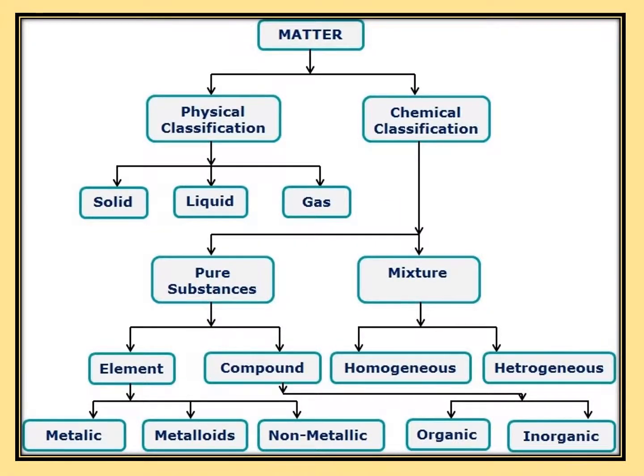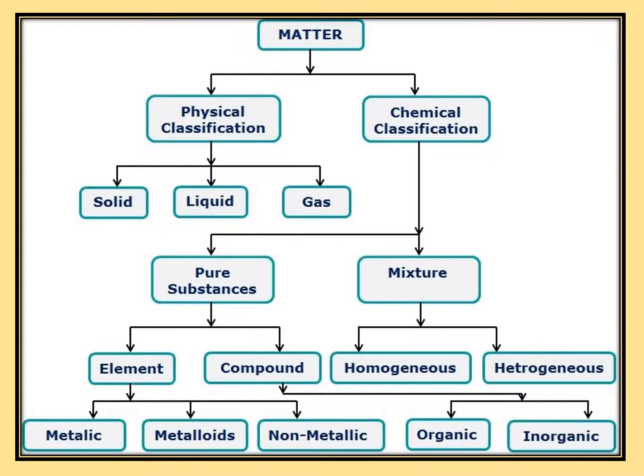Matter is divided into two on the basis of physical classification and chemical classification. On the basis of physical classification it is divided into three categories: solid, liquid and gas. On the basis of chemical classification, matter is divided into pure substances and mixtures.